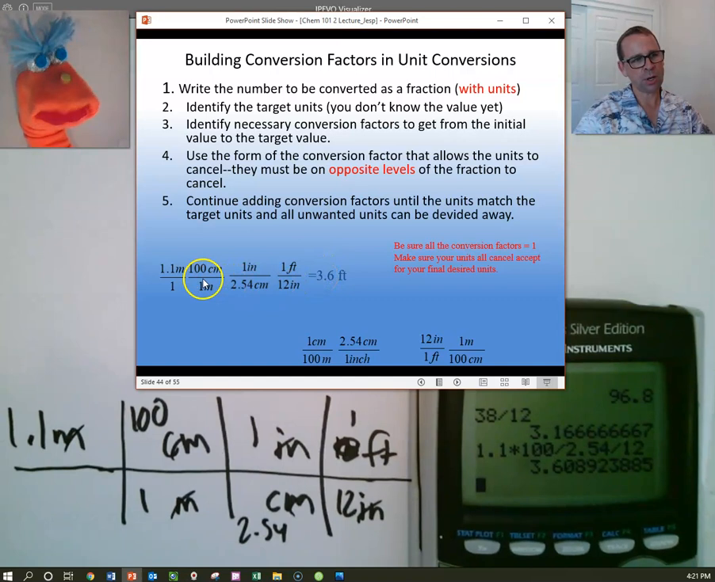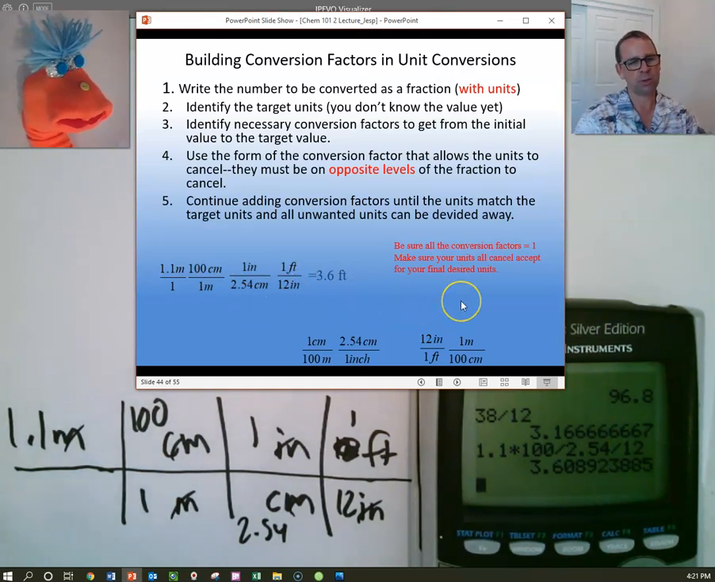Well, we started with two. We started with two at the 1.1. That's right. So we started with 1.1. That's just two significant figures. So we end with two significant figures there.